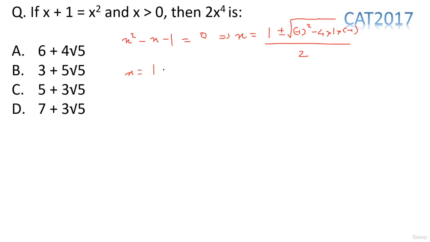So you get x as 1 plus or minus root. Minus 1 square will be 1. Minus of 4 into minus 1 is basically 4. 1 plus 4 is basically 5, divided by 2. Now the question says that x is positive, right guys?